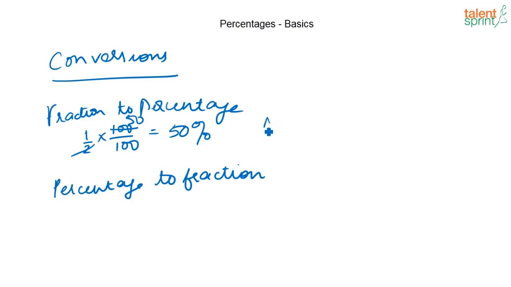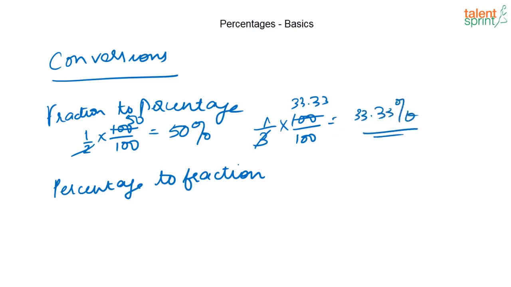Similarly, if I have a fraction 1/3, what do you do? Multiply and divide by 100. Keep the denominator as such. 100 by 3 is 33.33, or that is equal to 33.33 percent. Now similarly, if you have 1/6, again multiply and divide by 100. Calculate what 100 by 6 is, keep the denominator as such, and just write down the percentage. That's all. So this is how you convert a fraction into a percentage.